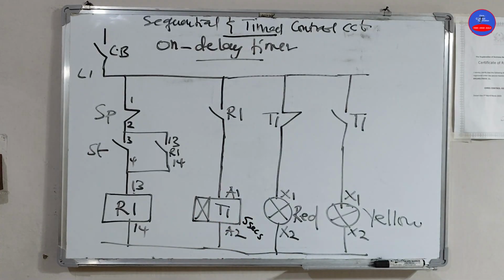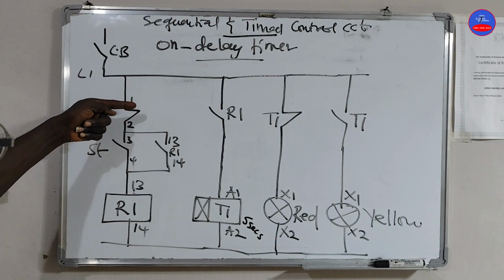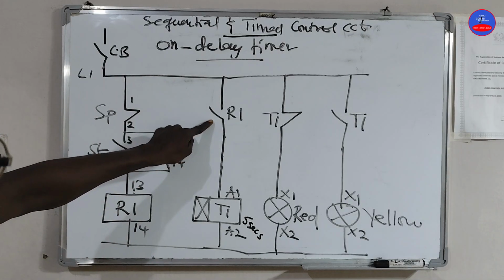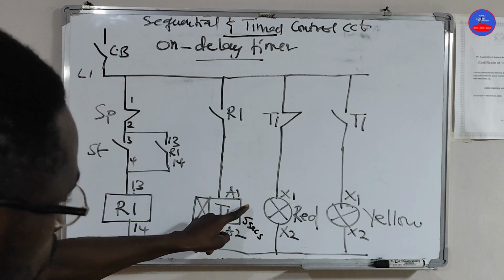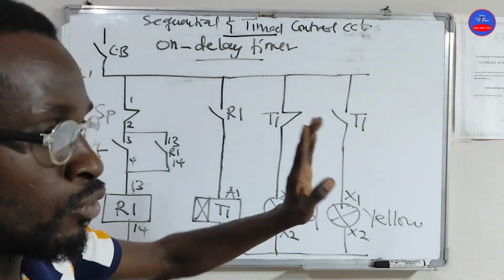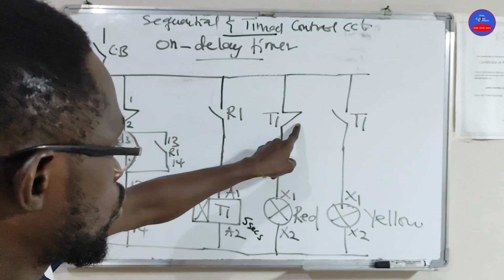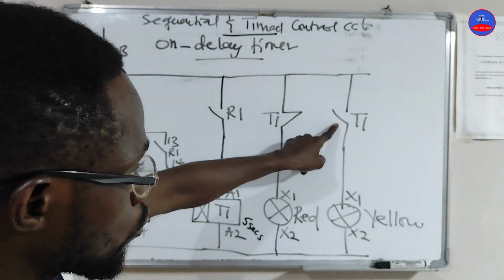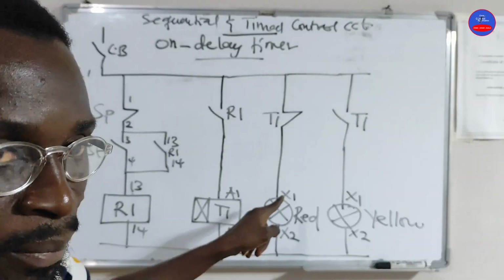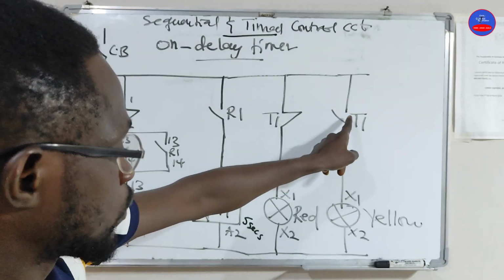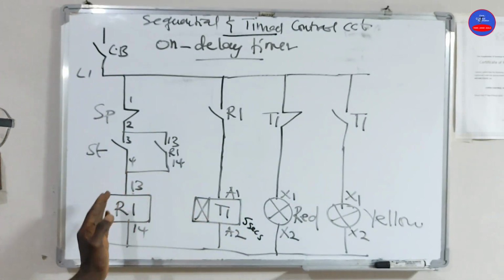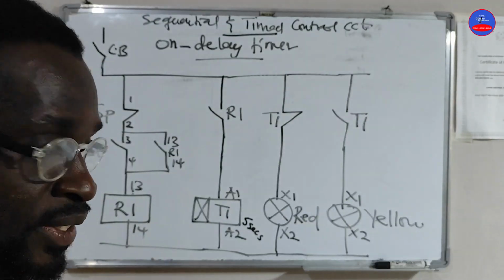Now let's see something here. The moment we press the stop button, this R1 will de-energize. This contact will open. When it opens, the timer will de-energize. When it de-energizes, these contacts will come back to their normal positions. This one will become closed again, and this one will become open again. So when this one closes, this red lamp will come on again. When this contact opens, the yellow lamp will go off. So that is how the on-delay timer operates.